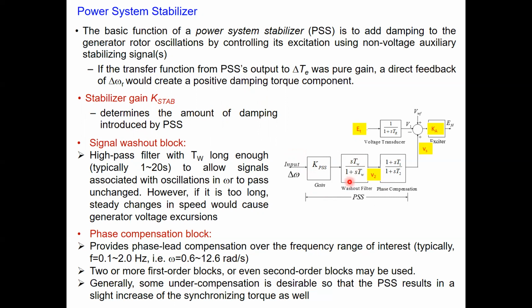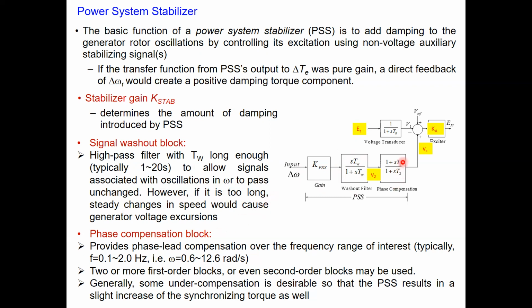So it could be something like what you have here: a high pass filter with a washout time constant TW, which will be in the range of 1 to 20 seconds. This is so as to allow only those signals which have the oscillating frequency of omega r. Because if there is some rotor angle oscillation, that characteristic rotor angle oscillation has a given frequency, and it should not be changed. So that signal has to pass through this filter, and that's why we have this one.